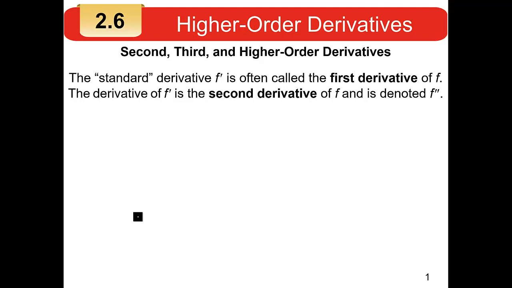In this discussion, I want to talk about higher order derivatives. What we might call the standard derivative, the f prime, y prime, dy over dx, is often called the first derivative of the function f. But a derivative itself is a function and it can have its own derivative. So the derivative of f prime would be the second derivative, and you can denote that by putting an extra accent superscript, and it would be f double prime if you wanted to say it that way.